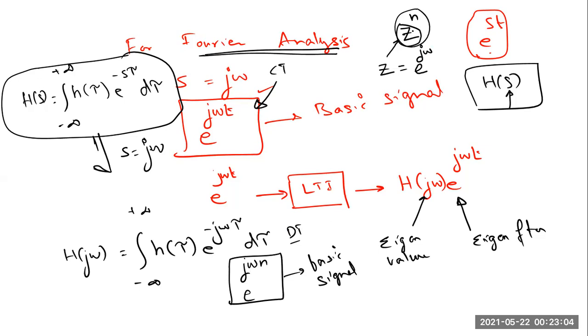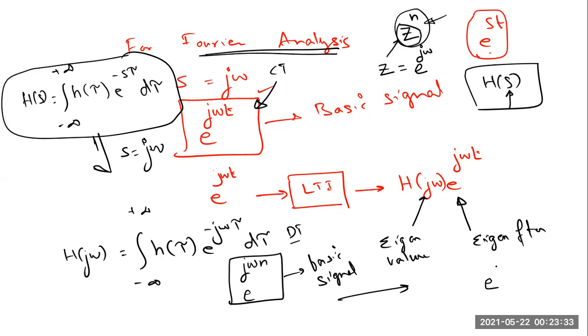So whatever properties were mentioned for this signal, we proved that z raised to power n, which is a complex exponential signal, is the eigenfunction of an LTI system. Now e raised to power j omega n is also a complex exponential signal, so this is also going to be the eigenfunction of an LTI system. So if you apply this signal as input, what is going to be the output?